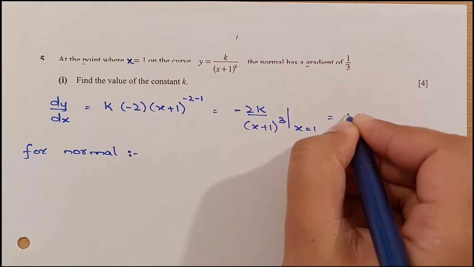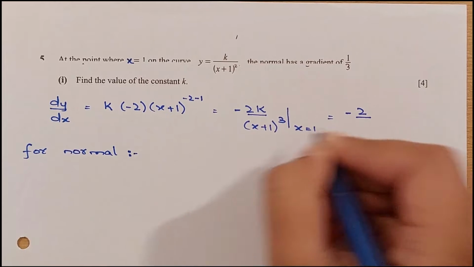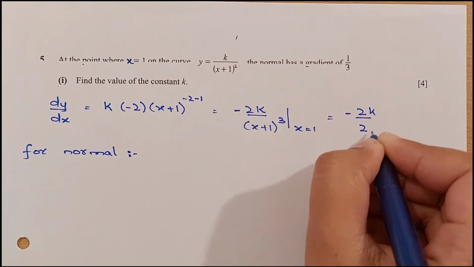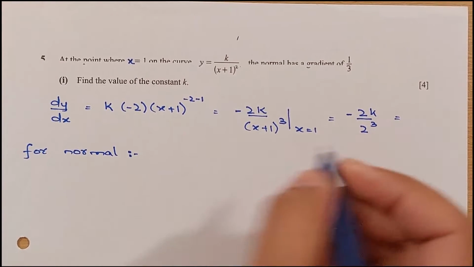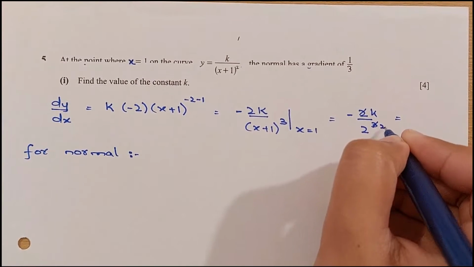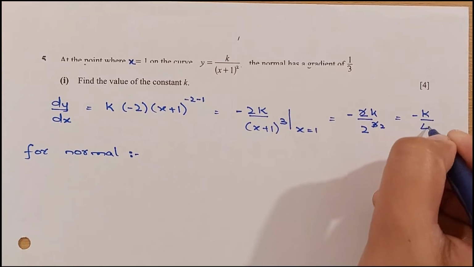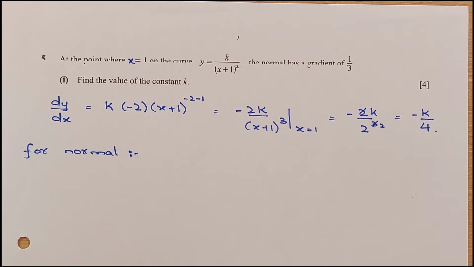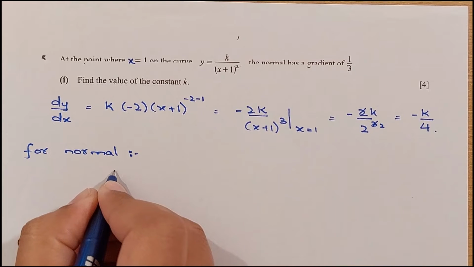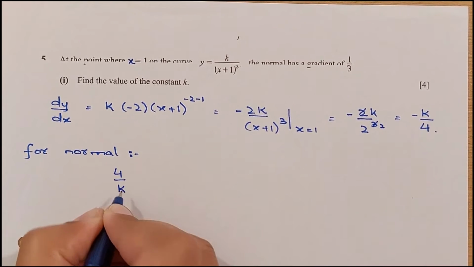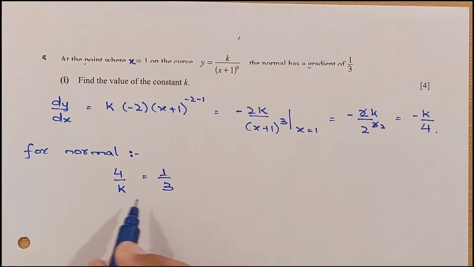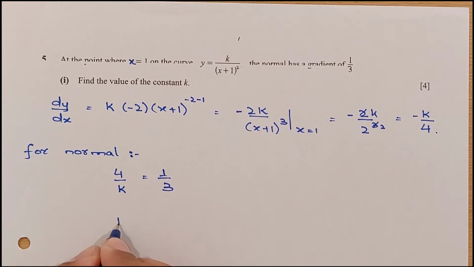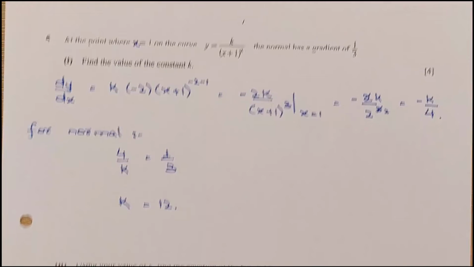So at x equals 1, minus 2k over (1 plus 1) cube, which is 2 cube, because x is 1. So 2 is cancelled with this, so square, so minus k by 4, right? Okay, so for the normal we have a gradient 4 by k, the negative reciprocal, and this equals 1 by 3, which we have been given. So cross multiplying we will get the k value. So k times 1 equals 4 times 3, which is 12. So the k value is equal to 12.